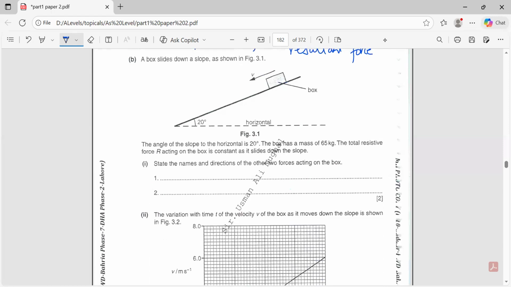Okay, coming to part B, a block slides down a slope. So this is the block which is sliding downwards. The angle of the slope to the horizontal is 20 degrees, and the box has a mass of 65 kg. And the total resistive force acting on the block is constant as it slides down. So a resistive force is acting on it in the backward direction. State the names and the direction of the other two forces acting.